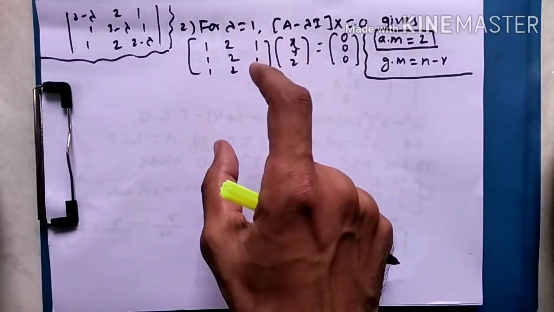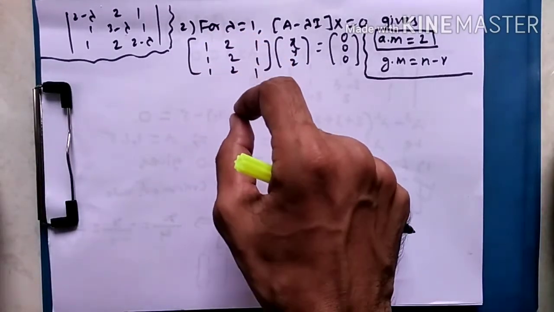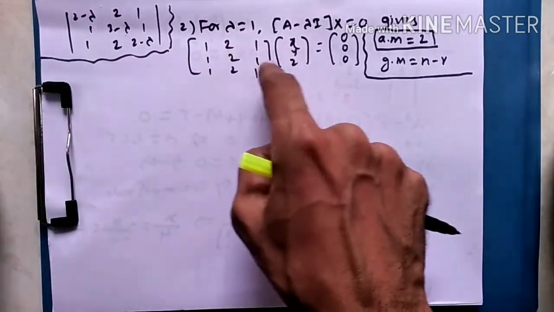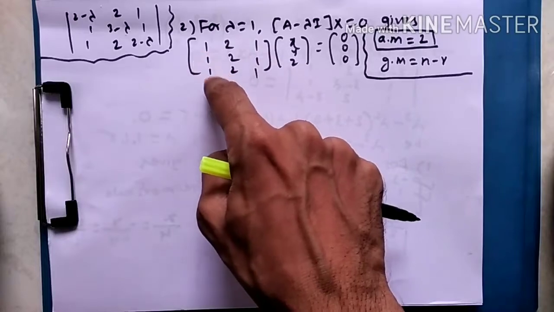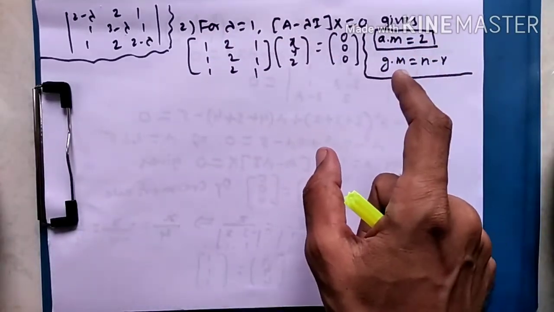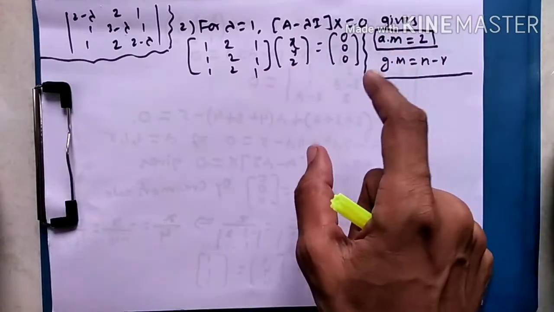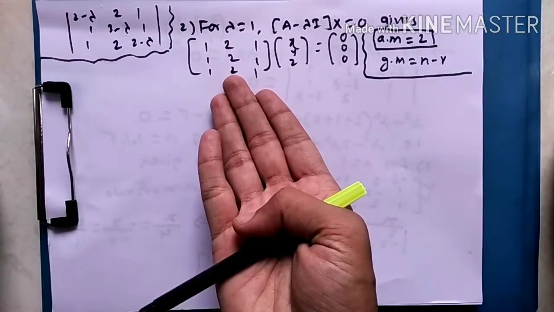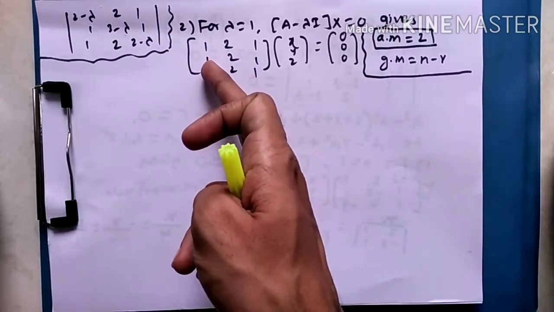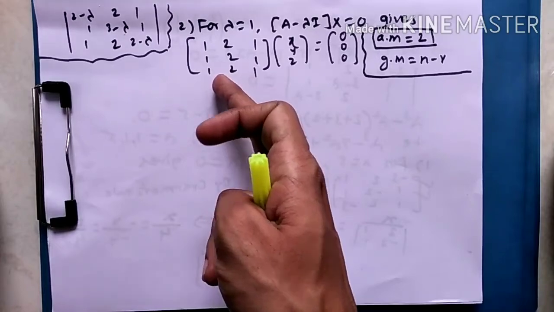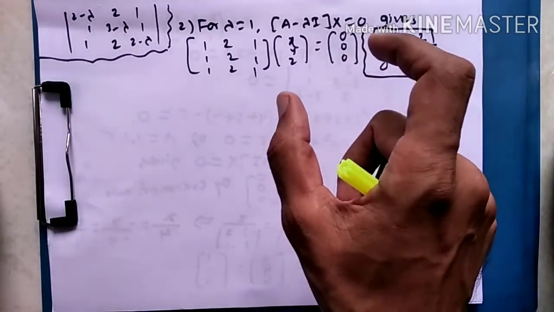So when will rank be 1? If all elements are related. How will you check that? There should be some relation between all elements of the first and second row, the second and third row, and also the first and third row. Then only will rank be 1. Like here, all elements are exactly the same in the first row and second row, as well as first row and third row, as well as second row and third row. That's why rank is 1 here.